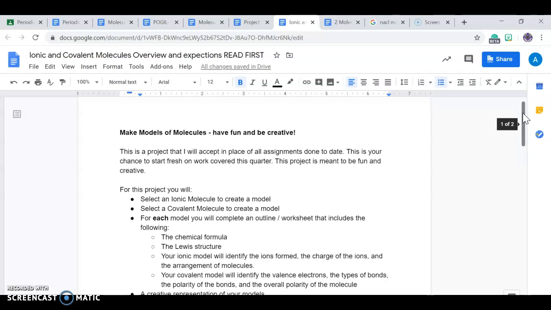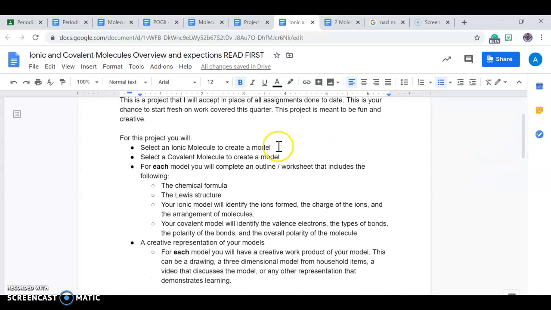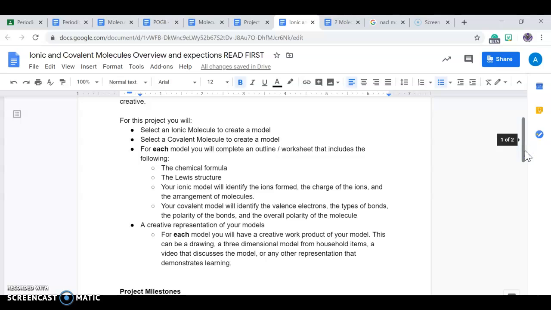So the fortunate thing is it's not going to require a lot of work for you guys. This is really just a little bit of everything that we've done so far. So the goal of this project is to model molecules. It's broken out into 3 milestones. The first one is picking the molecules you're going to look at. You're going to use an ionic molecule model and a covalent molecule model. You're modeling them by filling in information in the outline. The third milestone is going to be picking either your ionic or your covalent model to make some sort of creative representation.